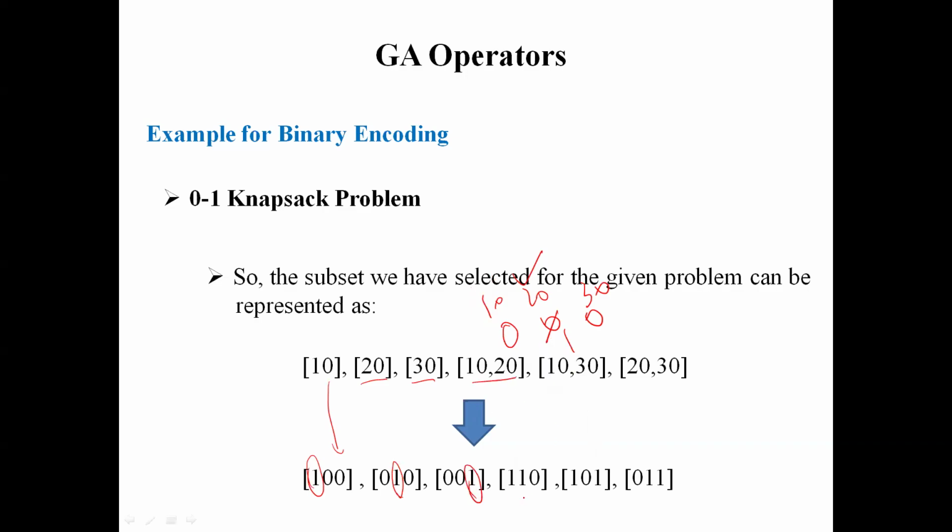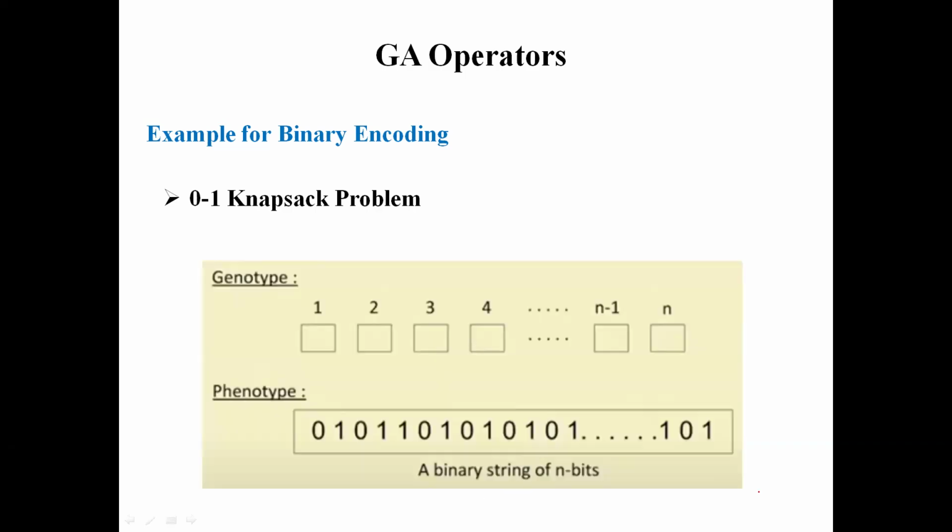If it is 10 and 20, then these 2 bits will be set. If it's 10 and 30, then the first and the last bit. If it is 20 and 30, then it will be these 2 bits, and so on. And if it is all the 3, it will be a 1, 1, 1. So this way, you can convert any sort of problem to a binary encoding scheme like this.